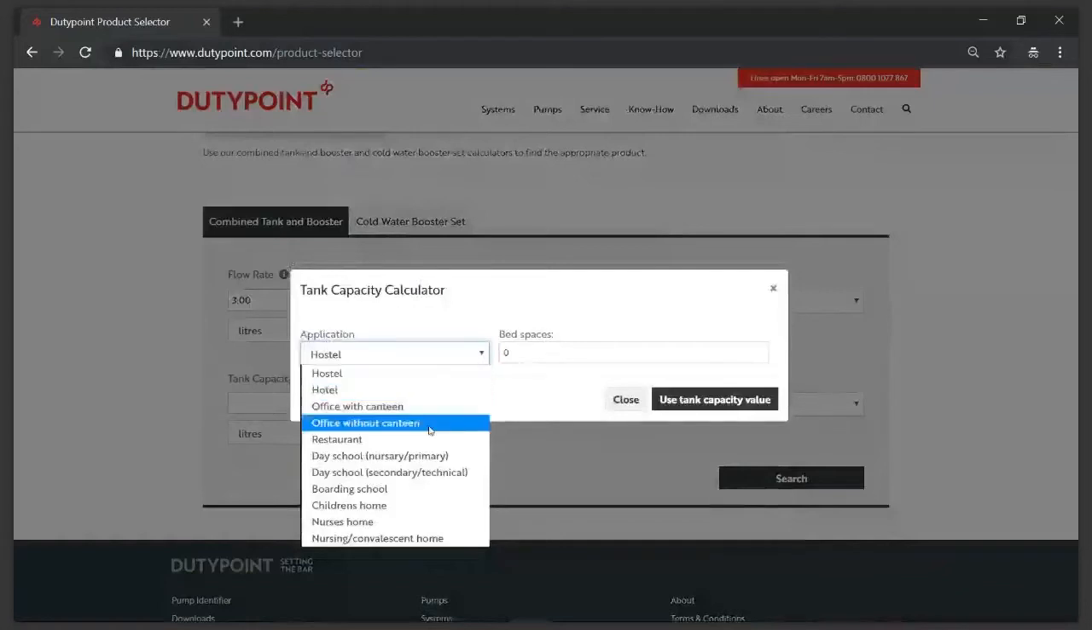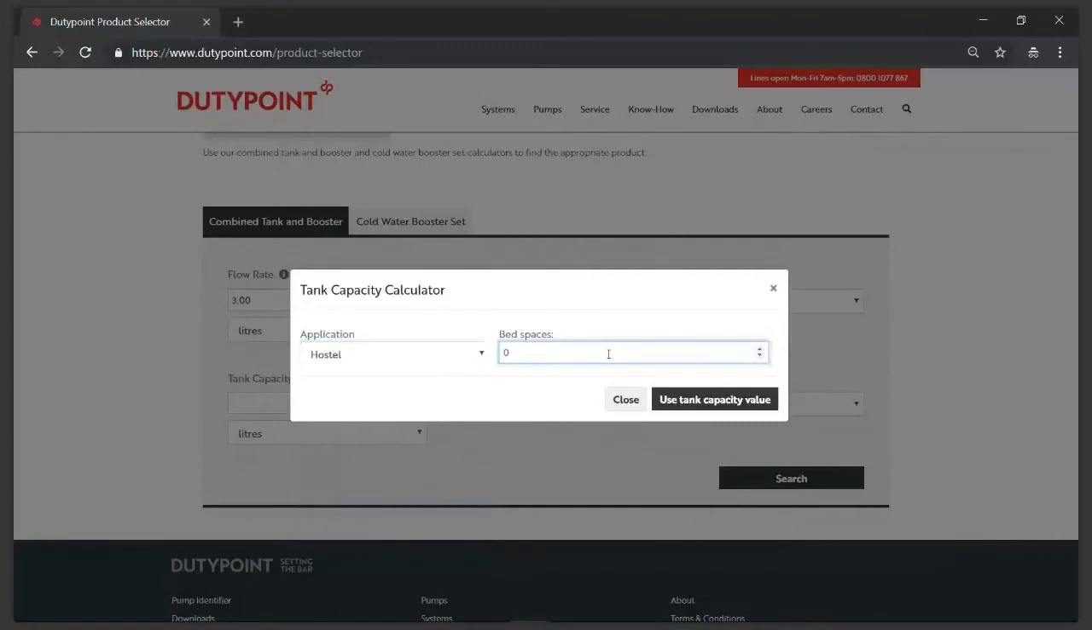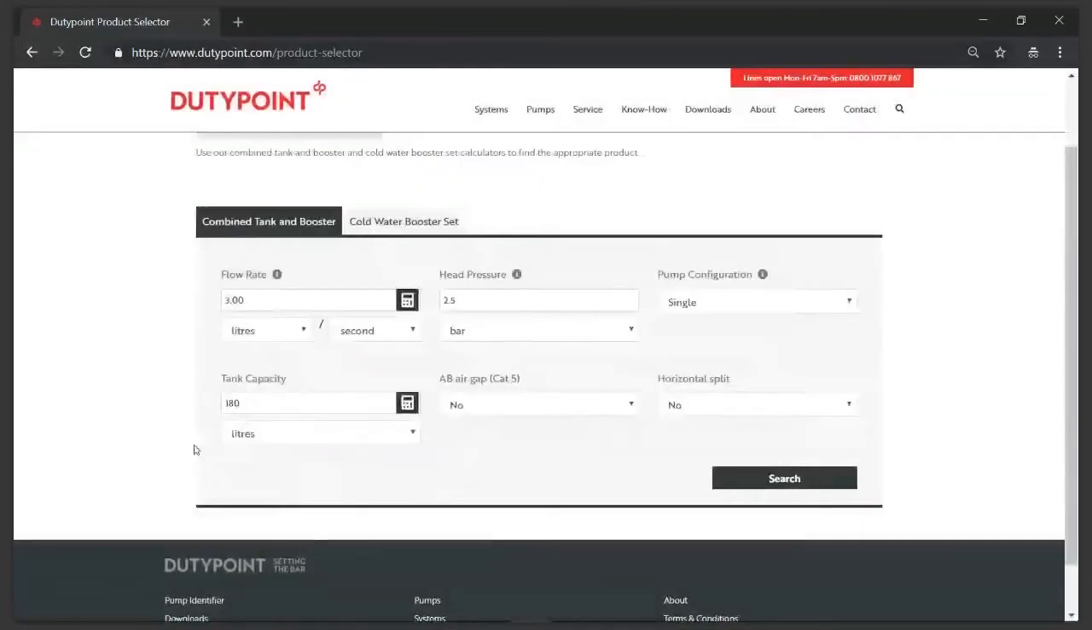You have to be, again, slightly intelligent on how you use this. So the standards actually say that in a typical hostel, which you would also use for sizing any sort of domestic dwelling, you'd be looking at about 90 litres per bed space. So if I say we've got 22 bed spaces, for example, it's going to give me a tank requirement of 180 litres.